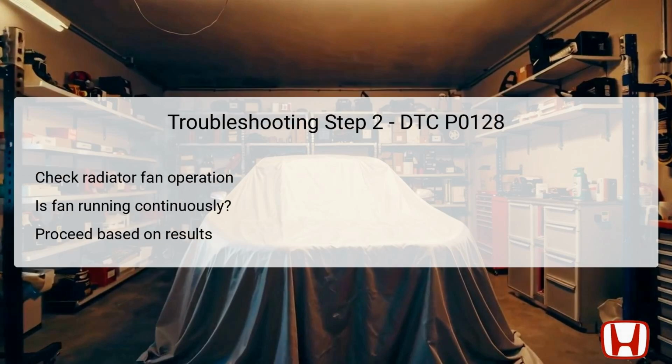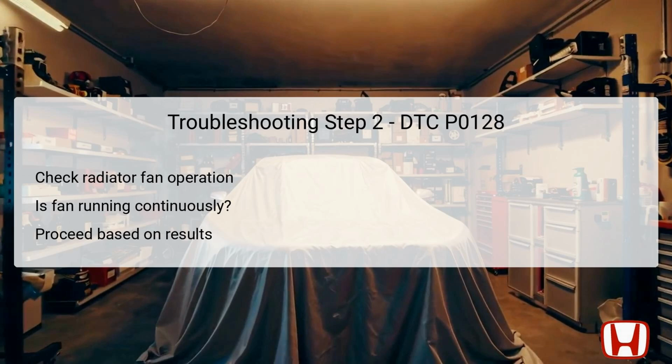In the second step of troubleshooting DTC P0128, it's essential to check the operation of the radiator fan. The radiator fan is designed to engage when the engine reaches high temperatures or when the air conditioning is on, ensuring that coolant circulates efficiently. You'll want to observe whether the radiator fan is running continuously or cycles on and off.